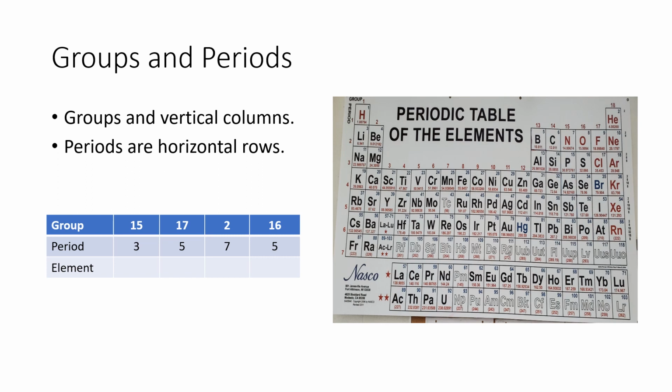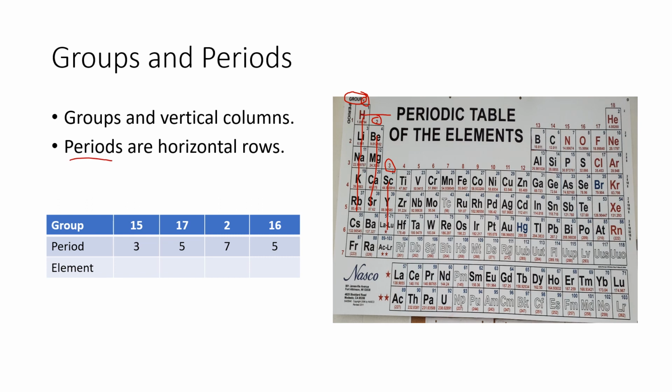All right, so another nice way in which the periodic table is arranged is in groups and periods. Groups are the vertical columns. So this would be group number 1. You can see it's labeled 1, 2, 3, and each one of these is a group. And then the periods are the horizontal rows.